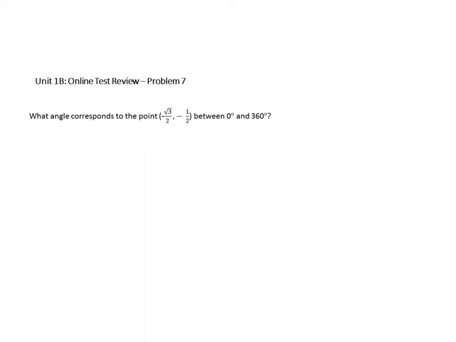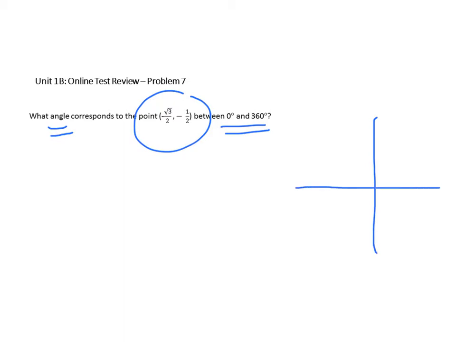My online test review for Unit 1B, problem number 7, and this is Mrs. D again doing the same problem. I'm hoping that Mr. Nissim is getting a little bit different types of problems than I am, because I still got to find out what angle, this is my third time, I've got to figure this out, what angle corresponds to this point between 0 and 360, so I'm going to draw my coordinate plane again.